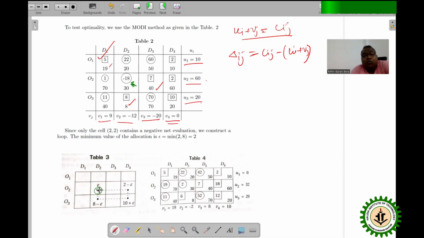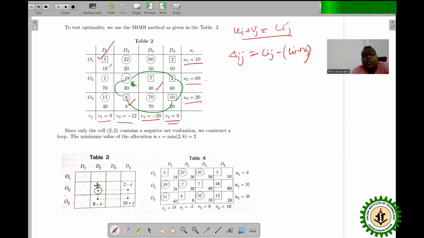Now, which cells will form the loop with this cell? You can see that this one, this one, this one, and this one will form the loop. That's why I have mentioned it here. If epsilon is the allocation, then to balance this, it will be 2 minus epsilon. To balance this, it will be 8 minus epsilon. And to balance everything, it will be 10 plus epsilon.